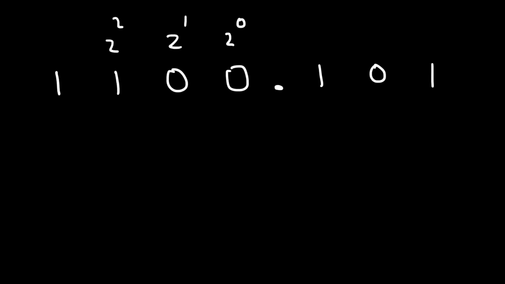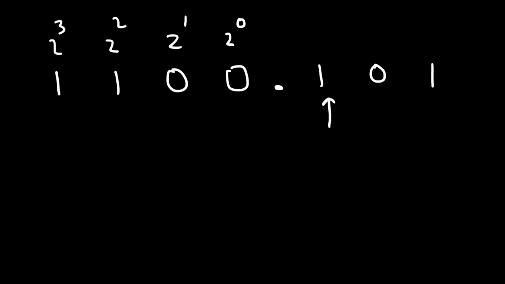Now, what if you're given a fractional binary number? How can you convert that into a decimal number? For instance, let's say you have the number 1, 1, 0, 0 with a decimal point, and then 1, 0, 1. How can we convert that into a decimal number? So the first number to the left of the decimal point is 2 to the 0 as always, and then 2 to the first, 2 squared, and the last one is associated with 2 to the third.